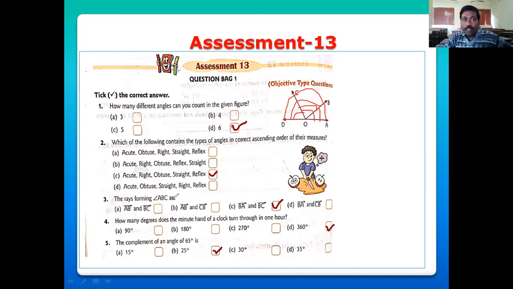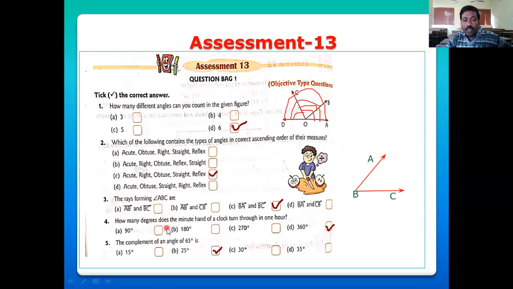The rays forming angle ABC. How can we identify that? See it in this way. Suppose this is the angle, and the naming is ABC. A is written here, here is B, and here is C. In this diagram of the angle, named A, B, C, what are the rays? BA, not AB. BA and BC. Where do we find this option? BA and BC. So our answer will be C, not AB. AB does not represent BA.